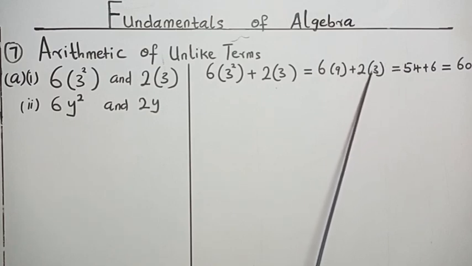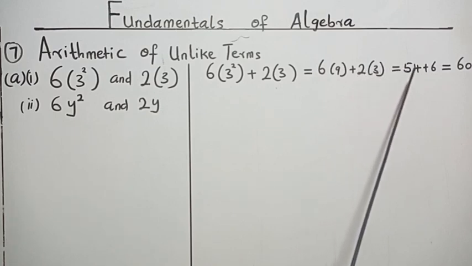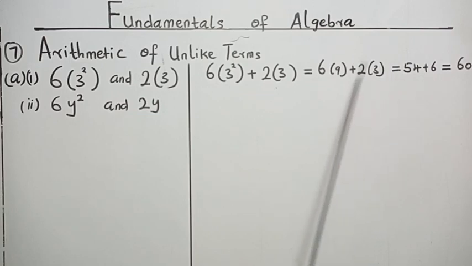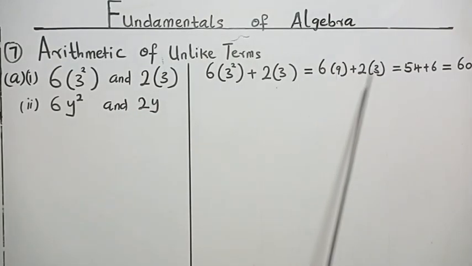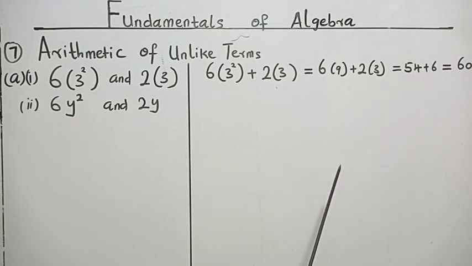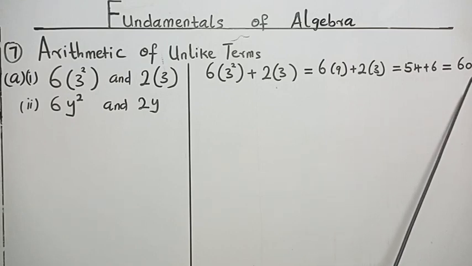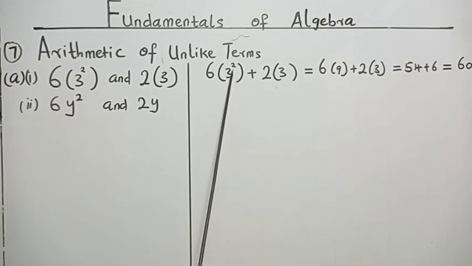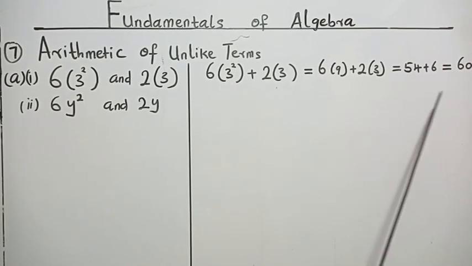2 bracket 3 means 2 threes, and 2 threes will give us 6. Therefore, this number operation will give us 54 plus 6 as one of its results. Then the last result is 60. Therefore, the answer to this number operation is 60 ultimately.